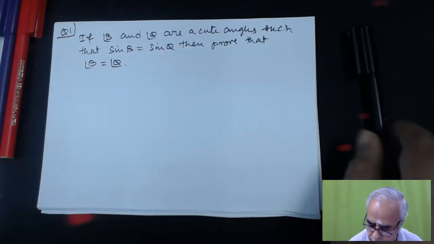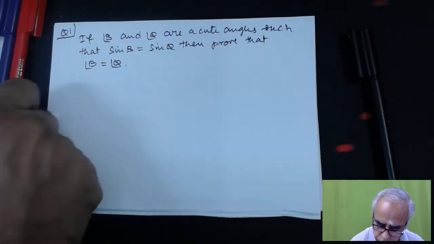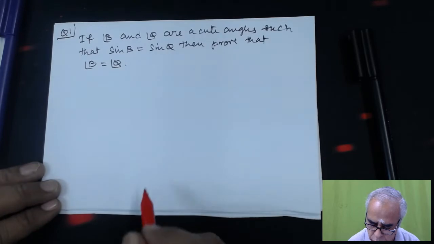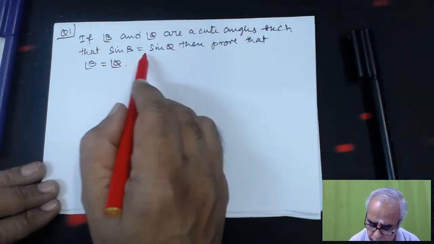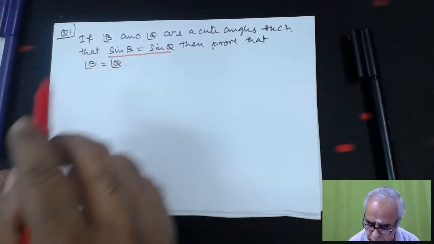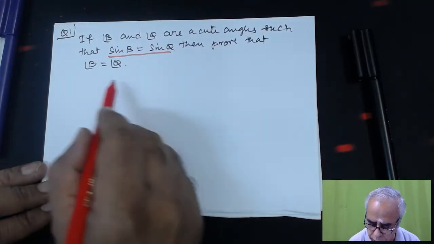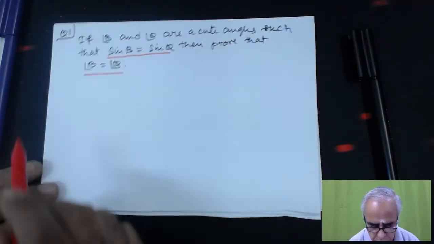Let us consider this problem. If angle B and angle Q are acute angles such that sin B is equal to sin Q, then prove that angle B is equal to angle Q.